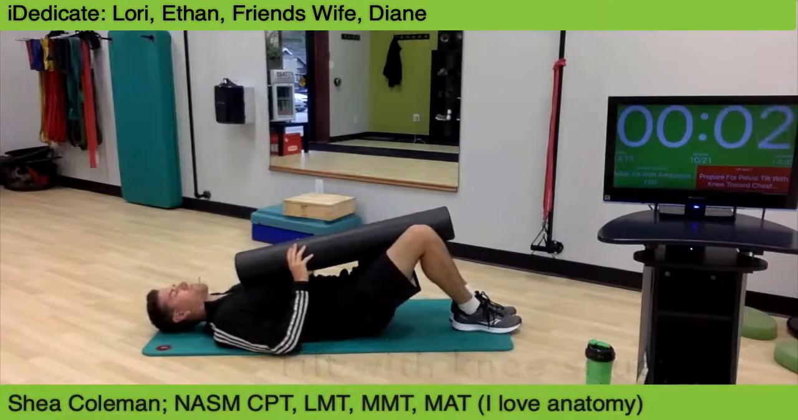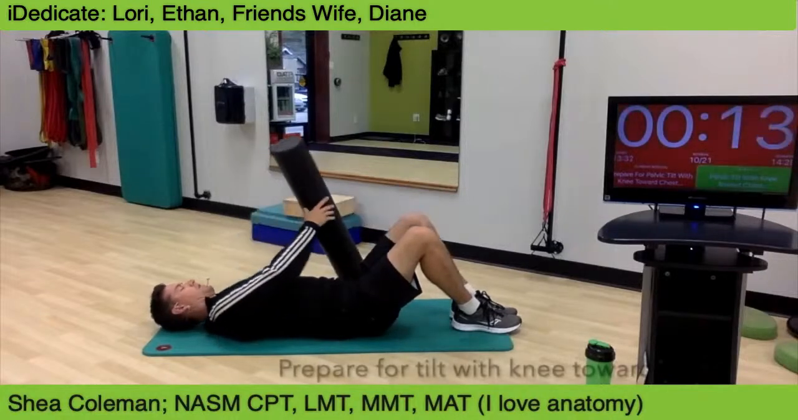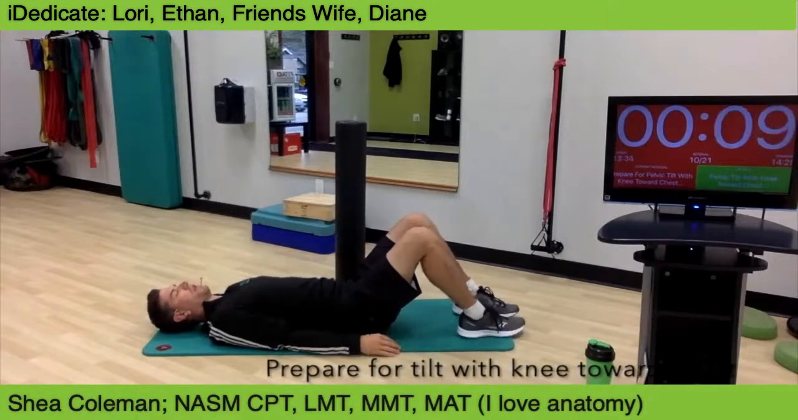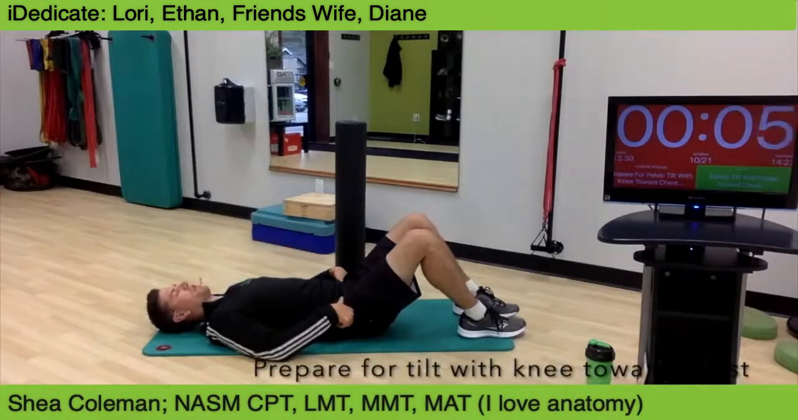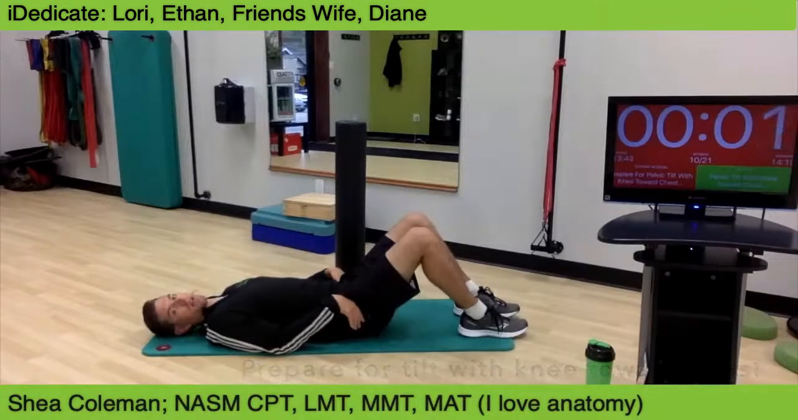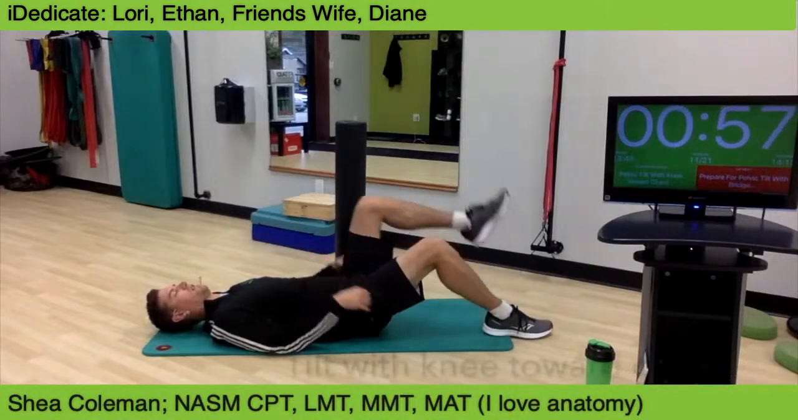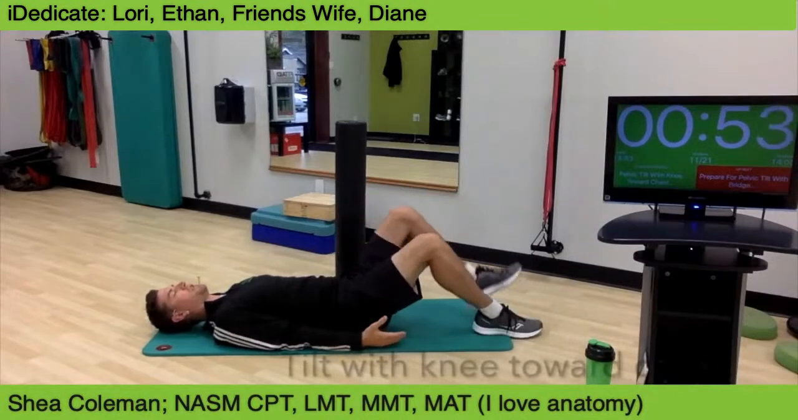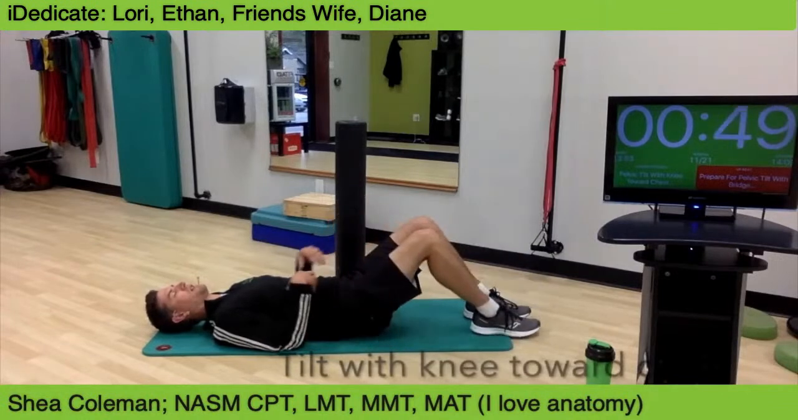3, 2, 1. Prepare for pelvic tilt with knee toward chest. Okay, back to the march. So again, feet should be light. Do not let the pelvis shift. 3, 2, 1. Pelvic tilt with knee toward chest. Good core compression, Kegel, core compress. You need to maintain that through the movement of the hips. Everything tight.